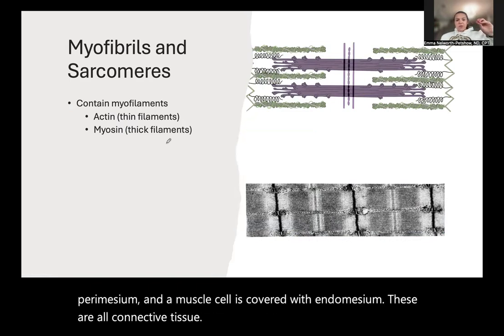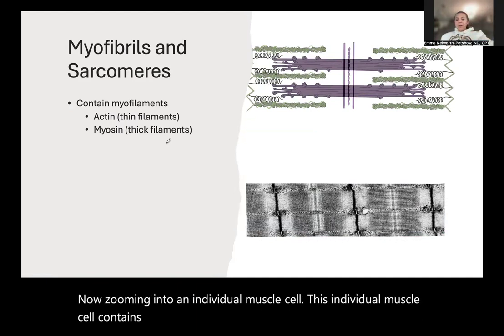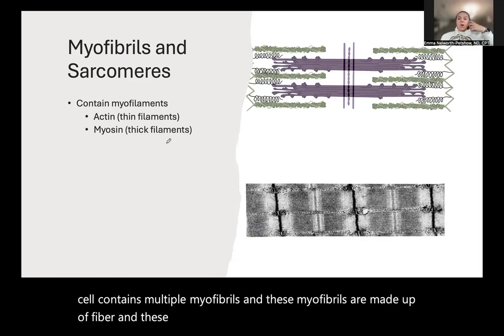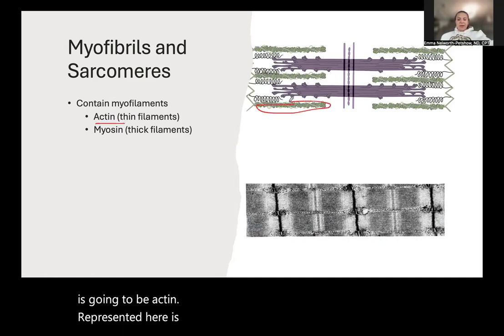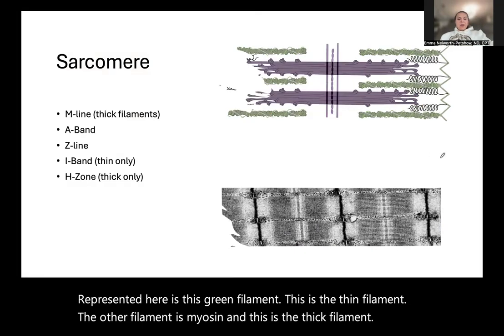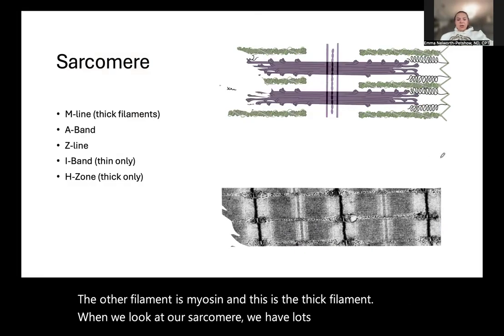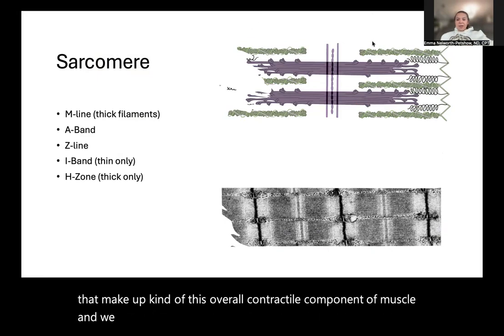Now, zooming into an individual muscle cell, this individual muscle cell contains multiple myofibrils, and these myofibrils are made up of fiber. And these fibers can be called myofilaments. One myofilament is going to be actin, represented here as this green filament. This is the thin filament. The other filament is myosin, and this is the thick filament. When we look at our sarcomere, we have lots of different structures that make up this overall contractile component of muscle, and we can label them as such.